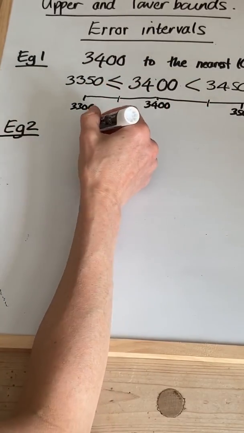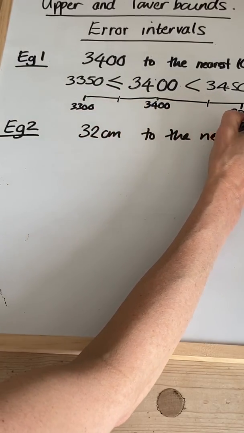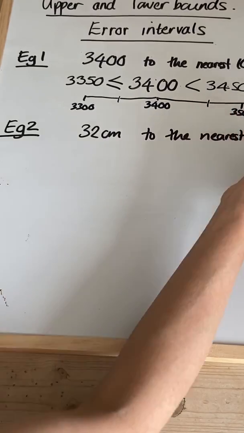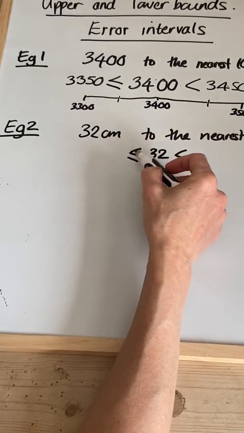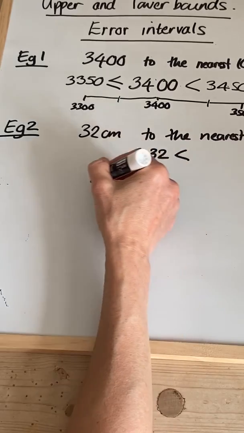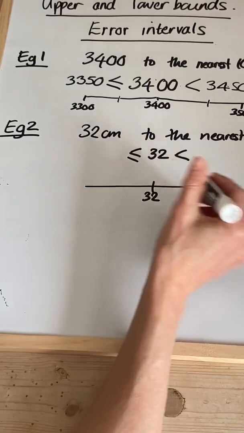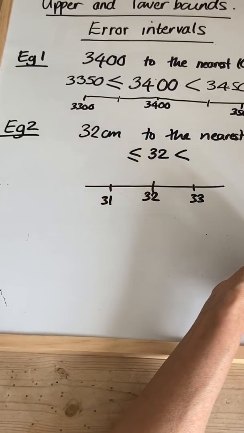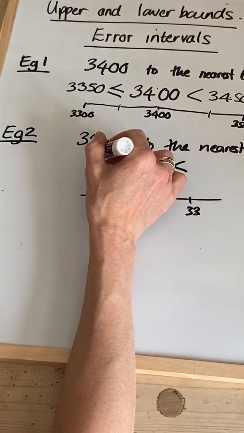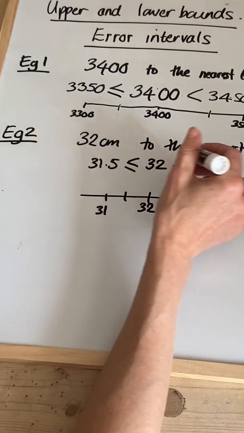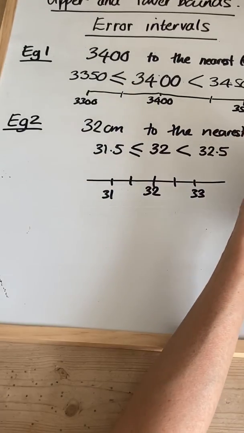Example 2. So this time I've got 32 centimetres to the nearest centimetre. So here's 32. I'm going to put my upper and lower bound inequality signs in. I am drawing myself a number line. There's 32. The next one up will be 33. The next one down will be 31, because I'm going to the nearest whole centimetre. So I'm going to go halfway between them. So 31.5 centimetres on that side and 32.5 centimetres on that side.